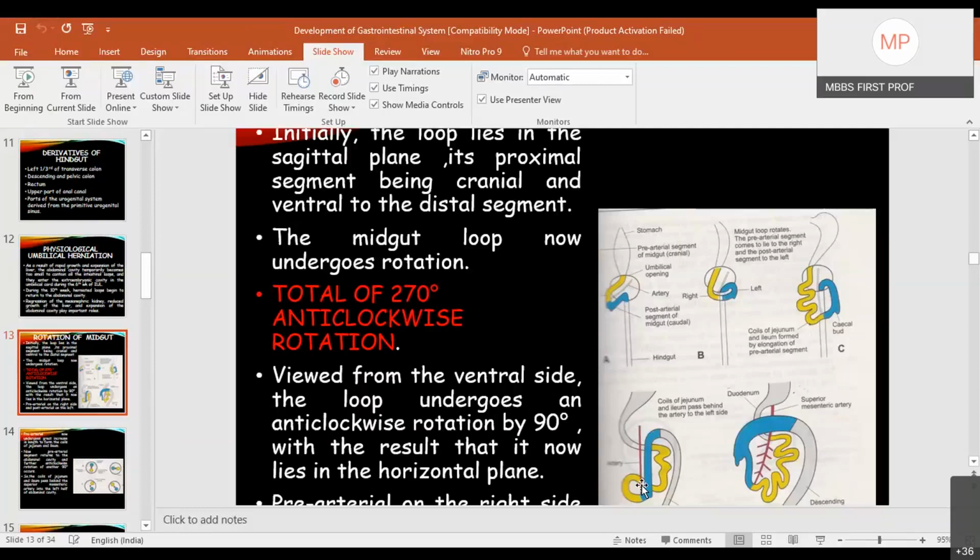This is not the adult position. To achieve the adult position, again this post-arterial segment has to undergo rotation. And it comes to lie in front of the pre-arterial, the artery. See, this goes behind and this comes in front and takes the turn over here. कुछ समझ में आया? नहीं आया होगा इतना अच्छे से, but still I'll repeat this rotation.